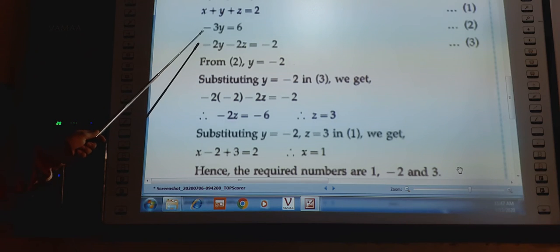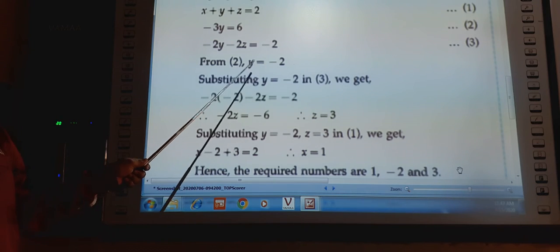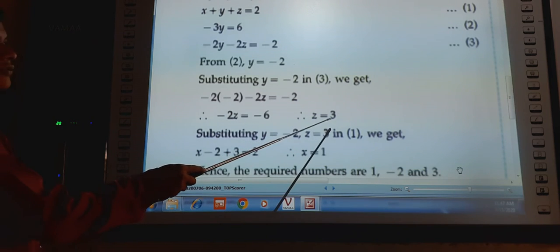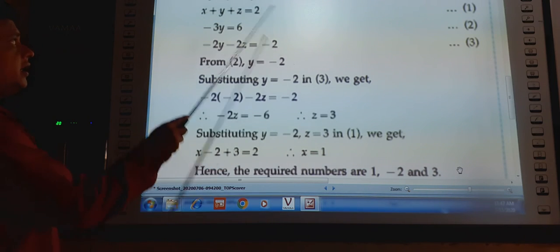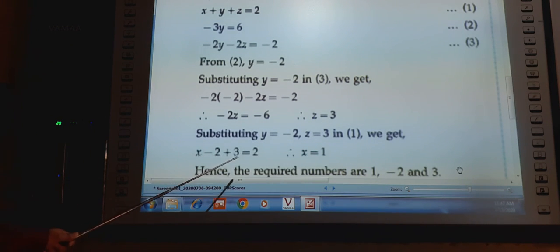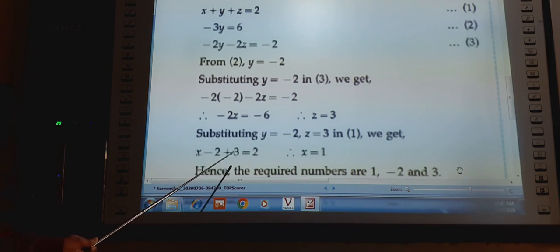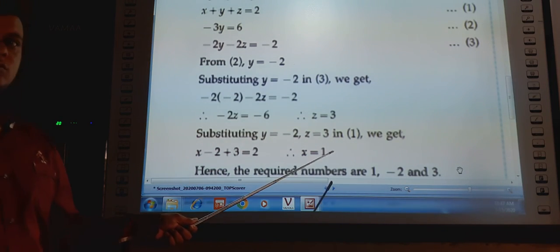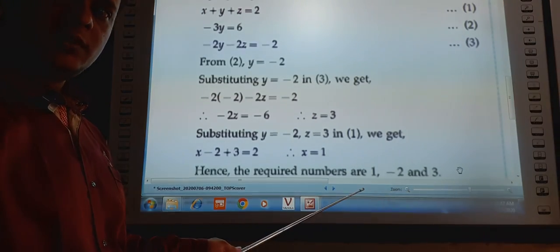Now from equation 2 we get the value of y. So the value of y is y equals -2. Substitute this y equals -2 in equation 3. After substituting the value, we get z equals 3. Now substitute the values y equals -2, z equals 3 in equation 1. We get -2 plus 3, that is 1. After transferring to the right side, 2 minus 1 is 1, so the value of x equals 1. In this way we find the values of the variables x, y and z.